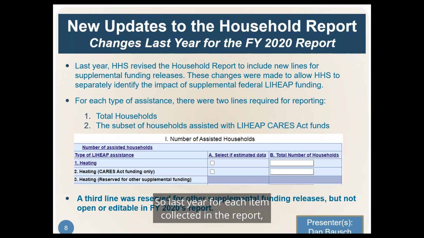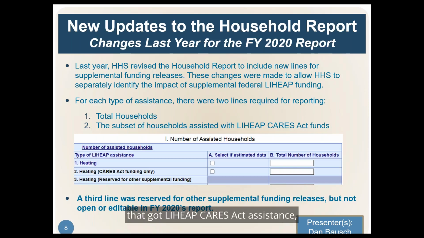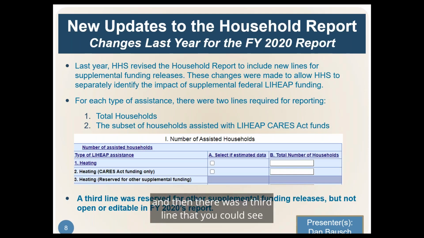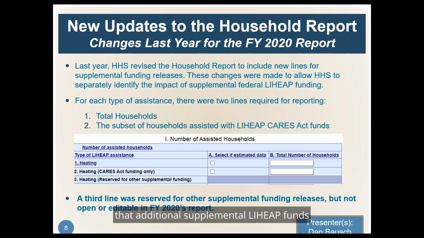So last year, for each item collected in the report, there were two lines. There was a line to report the total households, and there was a second line to report the subset of households that was assisted with LIHEAP CARES Act funds. And so you can see a picture of that on the screen. That first line for heating assistance, all households. Second line for the subset that got LIHEAP CARES Act assistance. And then there was a third line that you could see but did not have open fields for you to enter information. And that was reserved in the event that additional supplemental LIHEAP funds would be released by Congress.